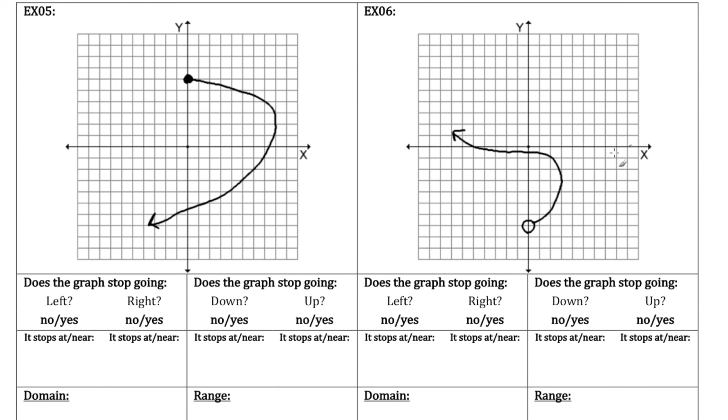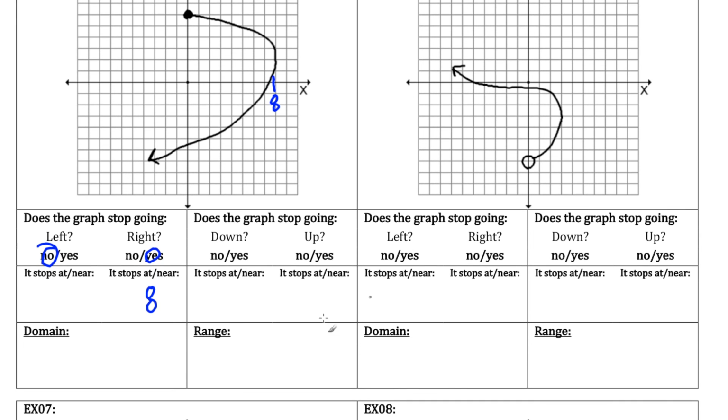I'm going to attempt to do this a little faster. So does it stop going left? No. Does it stop going right? Yes, at positive 8. So the only limitation the x's have is 8, and everything is to the left of that. So all the x's are less than 8, like this x and this x and this x and this x. They're all less than 8.